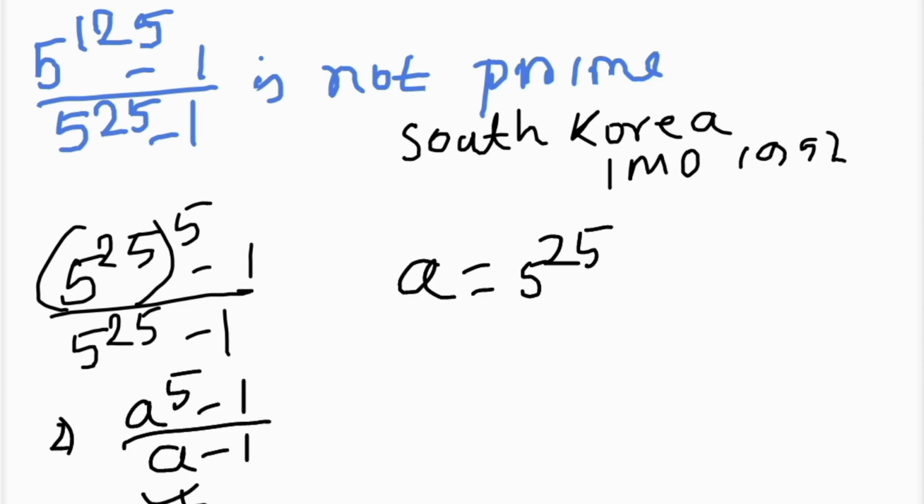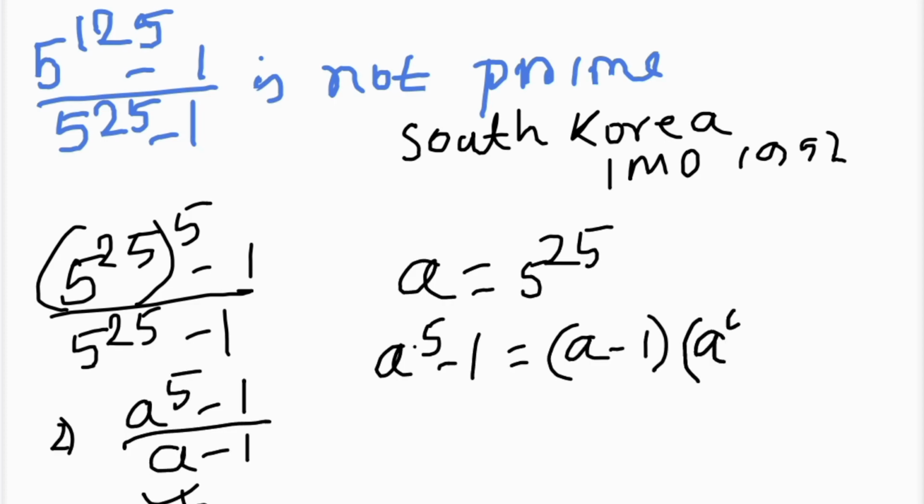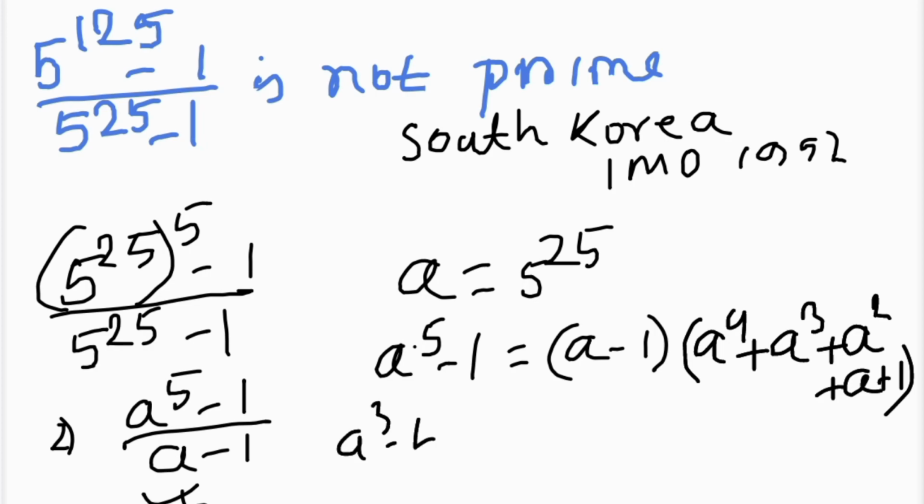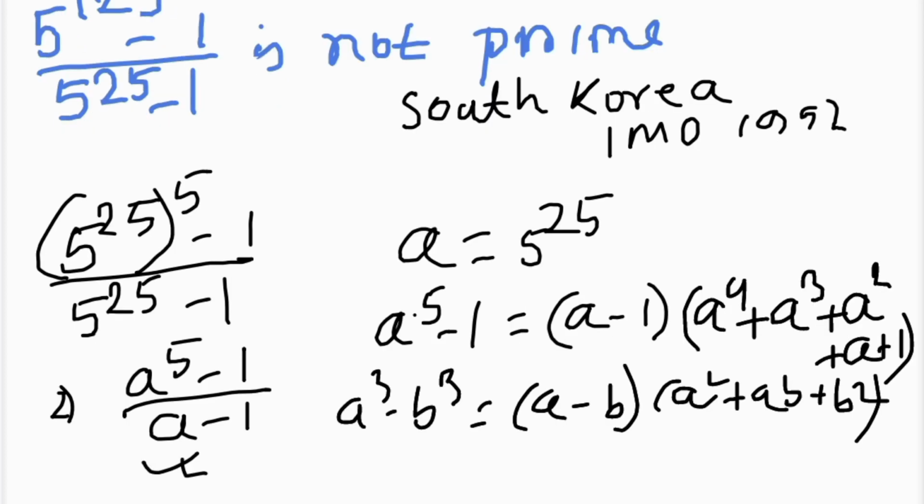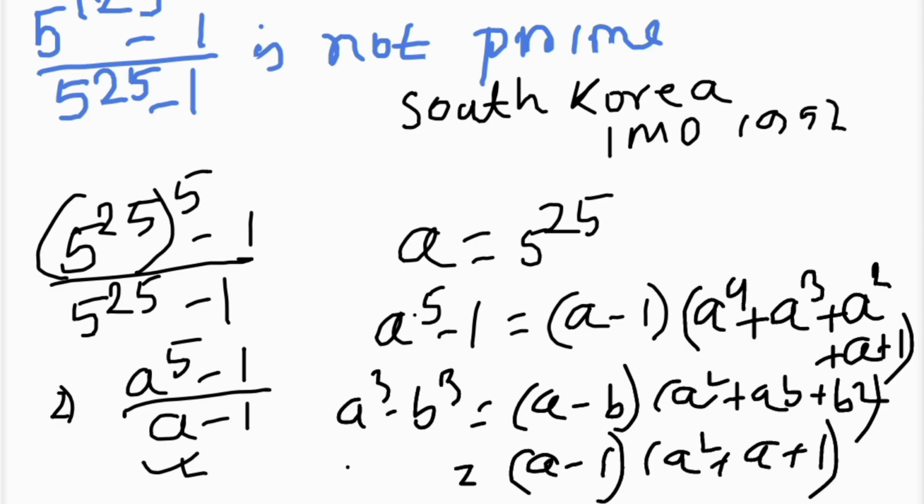And what can be the next step that is coming to your mind? Definitely you are thinking of the identity a^5 - 1 = (a - 1)(a^4 + a^3 + a^2 + a + 1). It's similar to the a cube minus b cube formula, that is (a - b)(a^2 + ab + b^2). And now b is 1, so this becomes (a - 1)(a^2 + a + 1), and it becomes a^3 - 1.